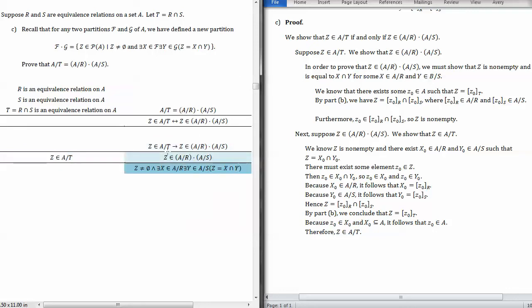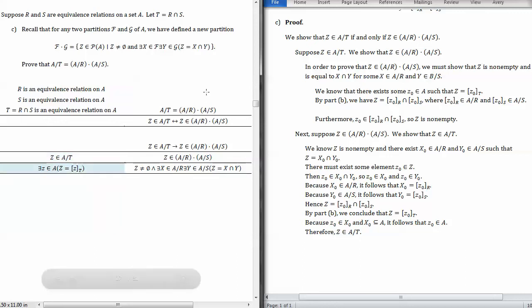And we write out the definition of Z being in the dot product, right, using this definition right up here. So that tells us that Z is non-empty, and then it's the intersection of some x and y, where x is in the first family A mod R, and y is in the second family A mod S. Right? So these are my F and my G from the definition up there. Okay, well for Z to be in here, this is the set of T equivalence classes of A, right? So this means that Z is equal to an equivalence class of some element in A, right? So we can say there exists some little z in A such that Z is equal to its equivalence class with respect to the relation T.